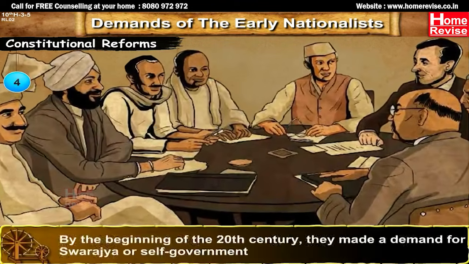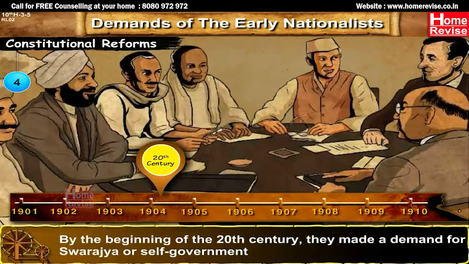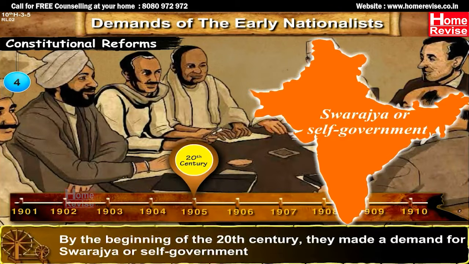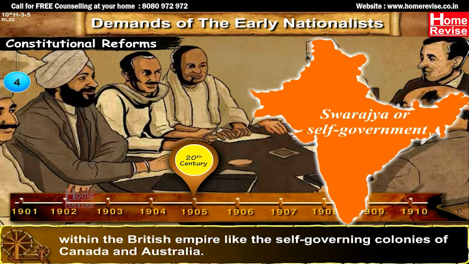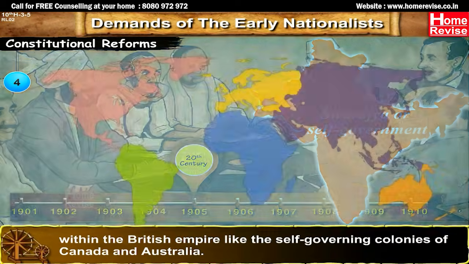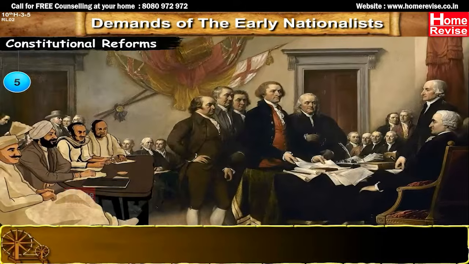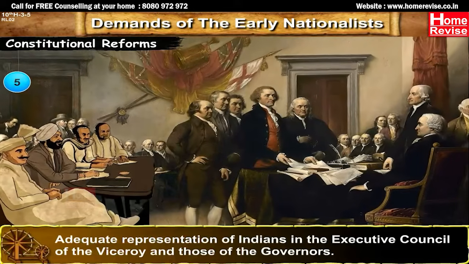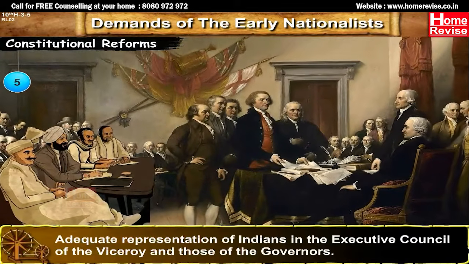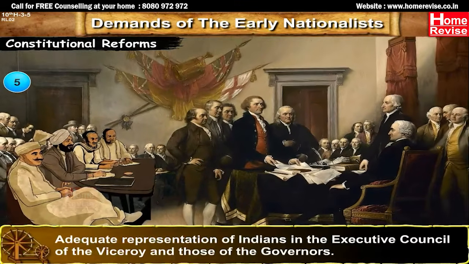Fourth, by the beginning of the 20th century, they made a demand for Swarajya, or self-government, within the British Empire, like the self-governing colonies of Canada and Australia. Fifth, adequate representation of Indians in the Executive Council of the Viceroy and those of the governors.